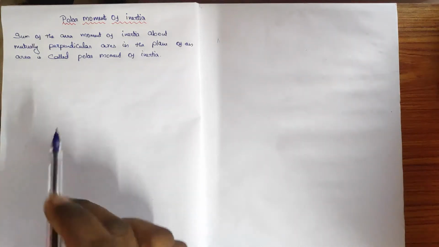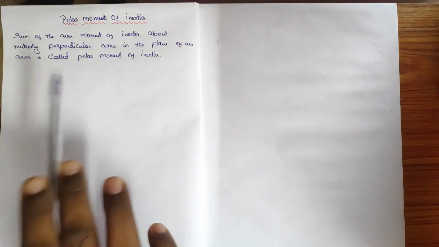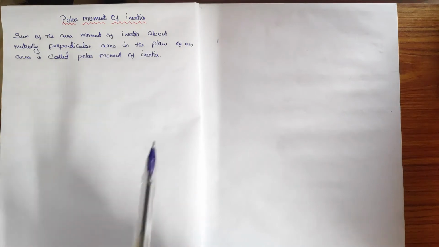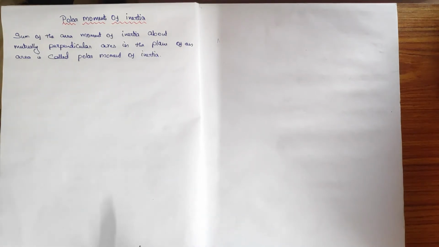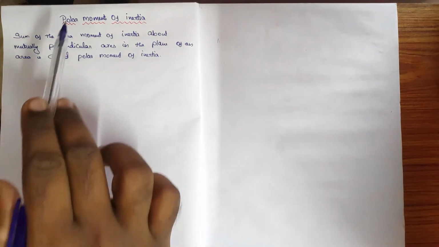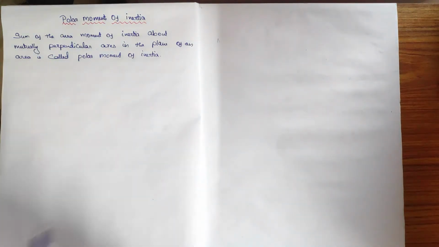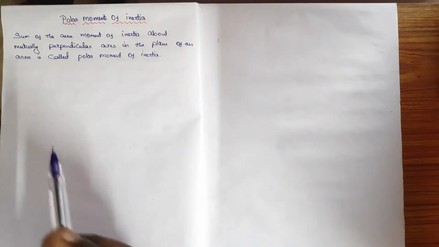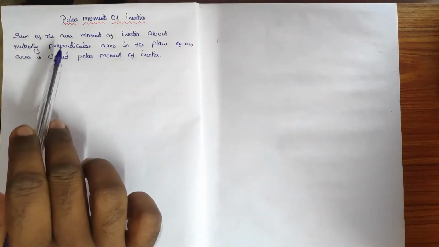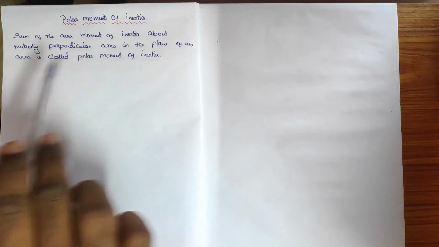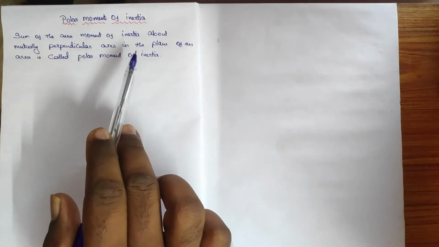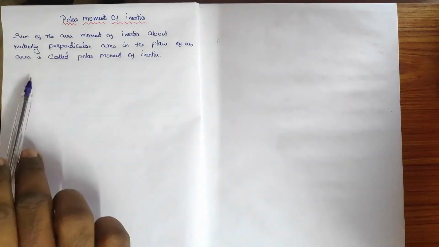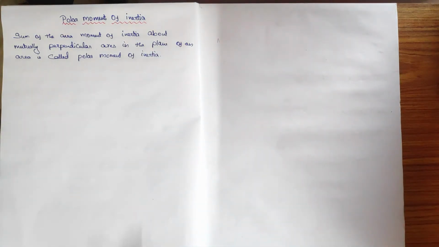Welcome, students. In this video lecture, we shall learn about polar moment of inertia, radius of gyration and principal moment of inertia. First of all, let us know about the polar moment of inertia. The sum of area moment of inertia about mutually perpendicular axes in a plane of an area is called polar moment of inertia.